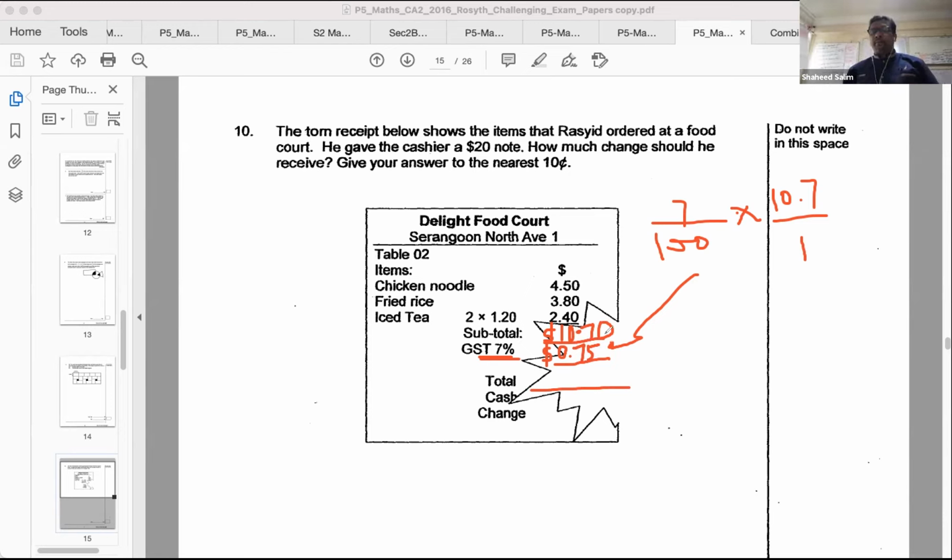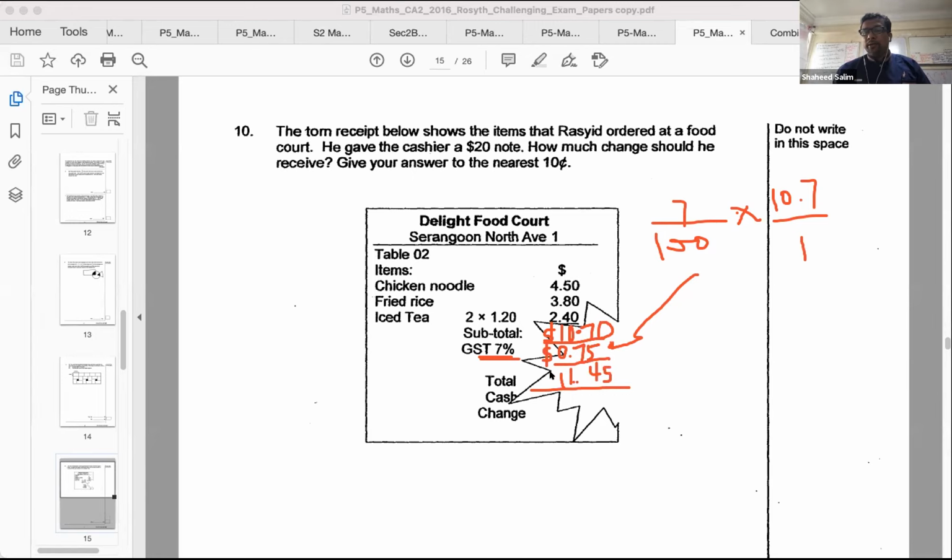Naomi and Shafia, Shafia, I don't see you giving the answer yet. Just sitting there. Come on. $10.70 plus 75 cents. How much is it? Come on. Plus. How much do you get? 11.45. Is this correct?